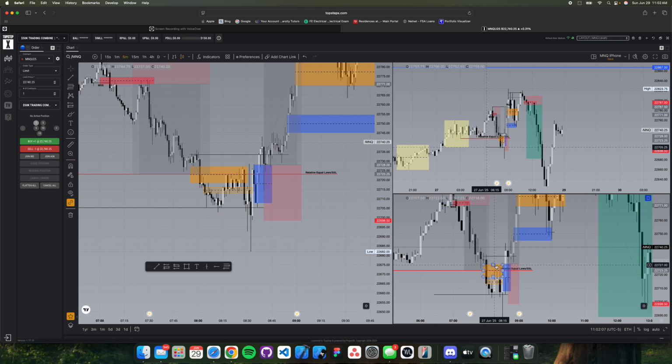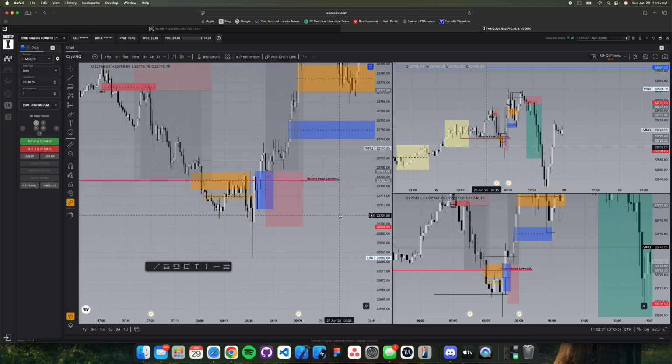we can set a limit order just at this bearish fair value gap. On the 1-minute chart here as well, we see a possible breaker block to the upside, bullish order block, breaker block to the upside.